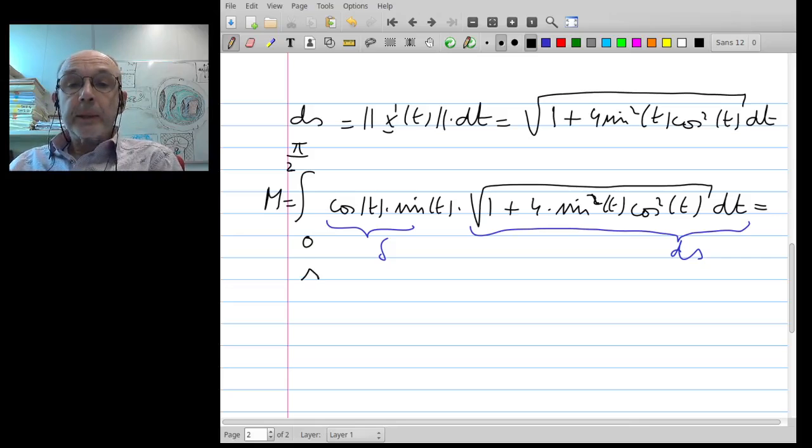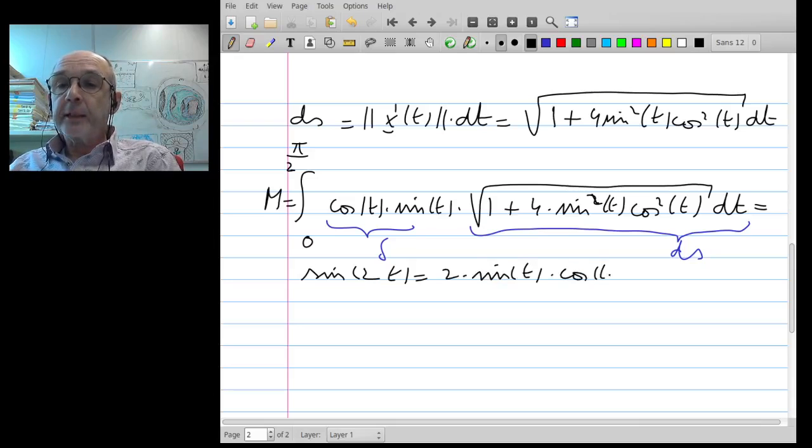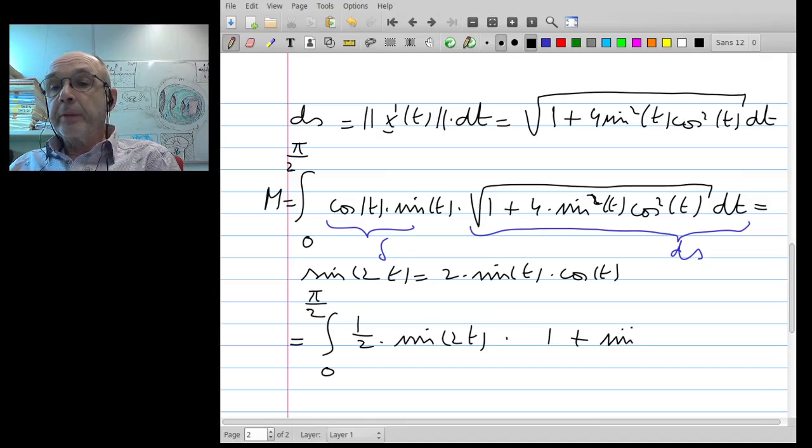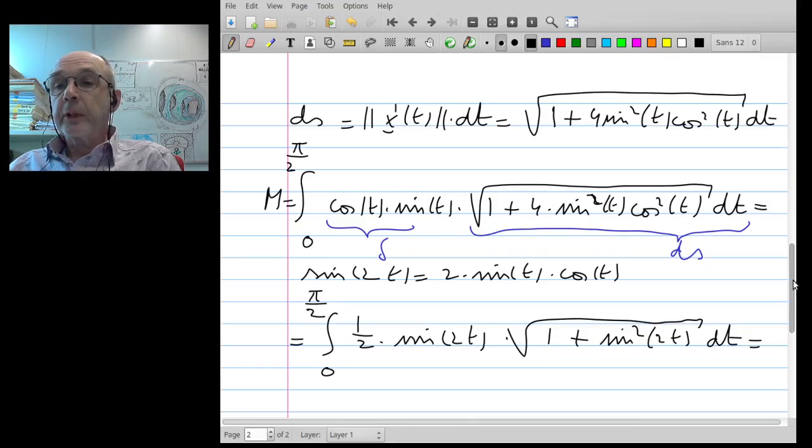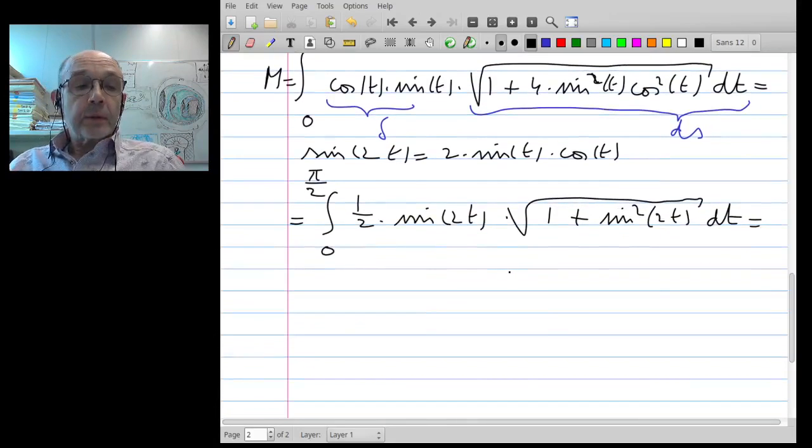I thought to myself, the sine of 2t is equal to 2 times the sine of t times the cosine of t, so that integral we can also write as the integral from 0 to pi divided by 2, and then 1 over 2 times the sine of 2t times, and then we have 1 plus the sine squared of 2t, and there the square root, dt. So I have just written it down in some other way.